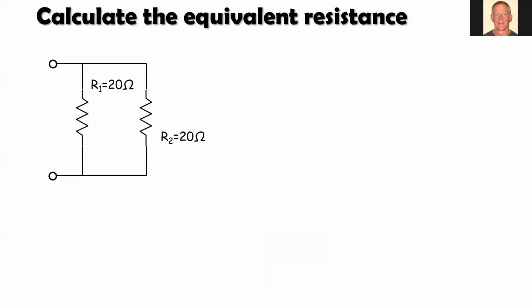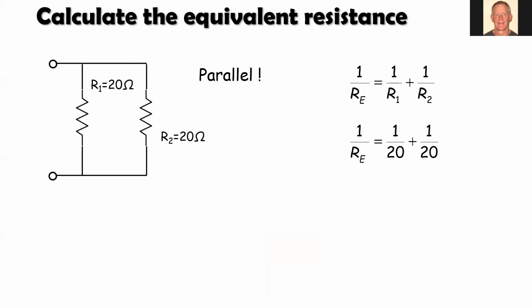So let's calculate the equivalent parallel resistance here. And remember, the example we had a minute ago had two 20 ohm resistors in series. In this problem, we have two 20 ohm resistors in parallel. So we're going to use this formula. 1 over the equivalent resistance is equal to 1 over 20, R1, plus 1 over 20, which is R2. They have a common denominator, so 1 over 20 plus 1 over 20 gives us 2 over 20, and that simplifies to 1 over 10.